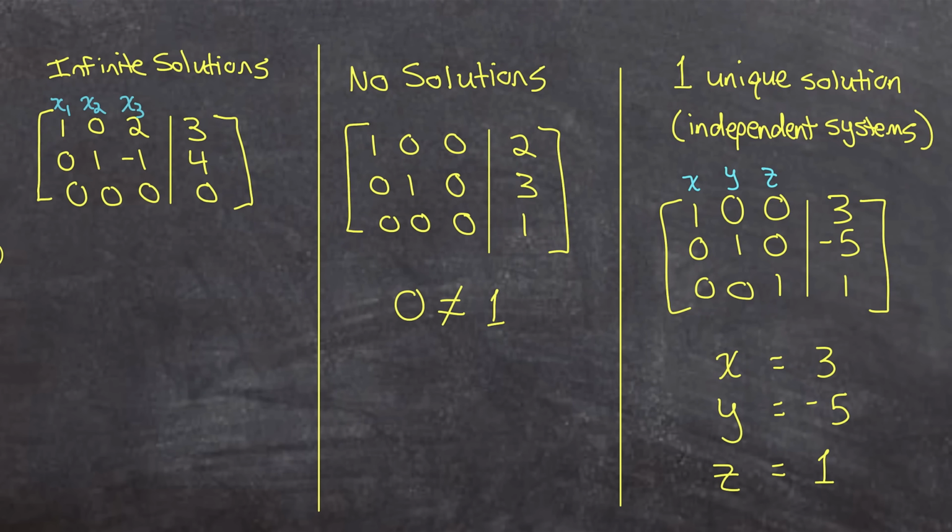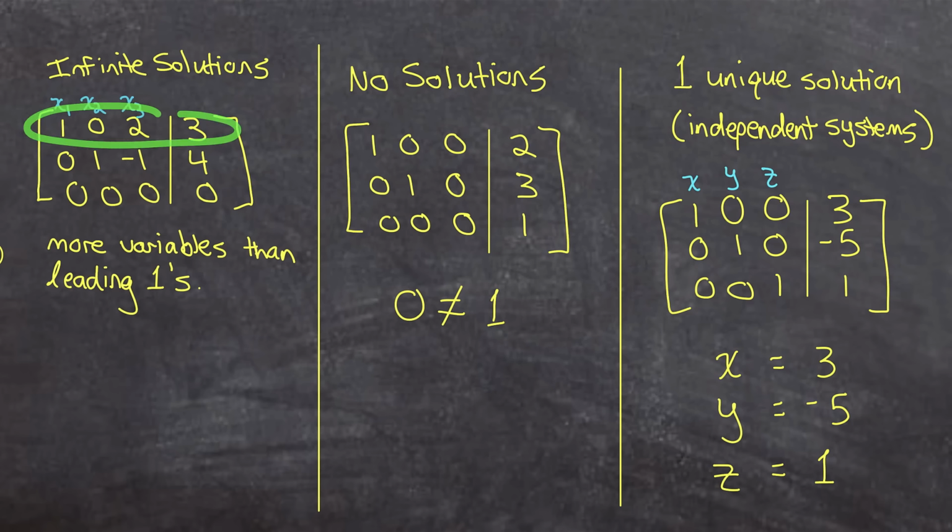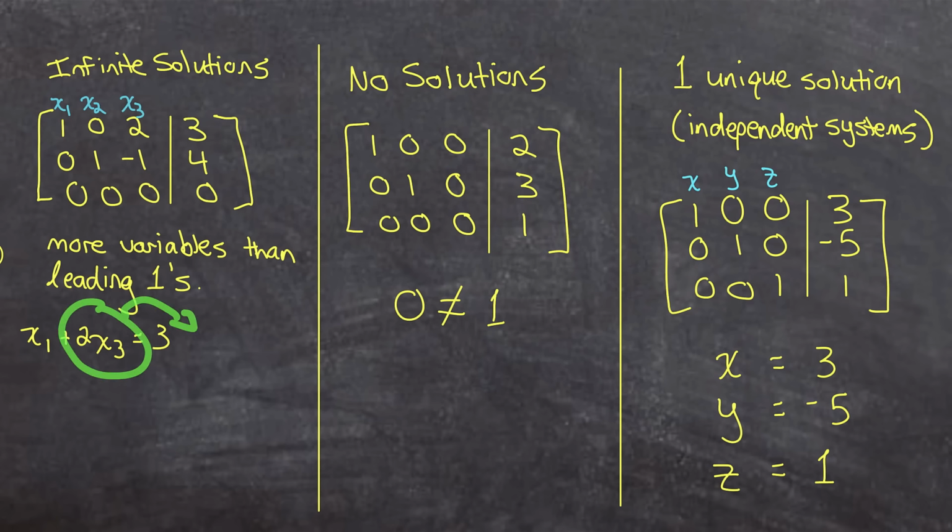And if I were to try and write the solutions, from row 1, I can see that 1x1 plus 2x3 is equal to 3. And if I were to rearrange that to isolate x1, I can move this 2x3 to the other side. And from row 2, x2 minus x3 is equal to 4. And I could rearrange that to isolate x2. And in the column for x3, there are no leading entries. 2 is not a leading entry, negative 1 is not a leading entry, and 0 is not a leading entry. Which means that x3 is what we call a free variable.